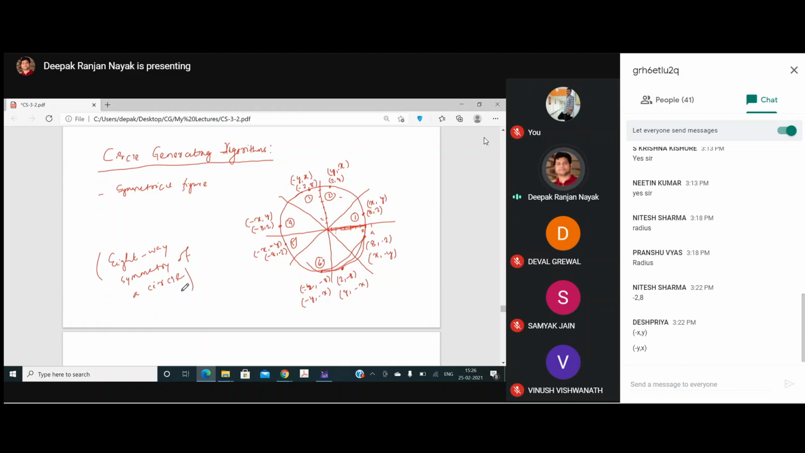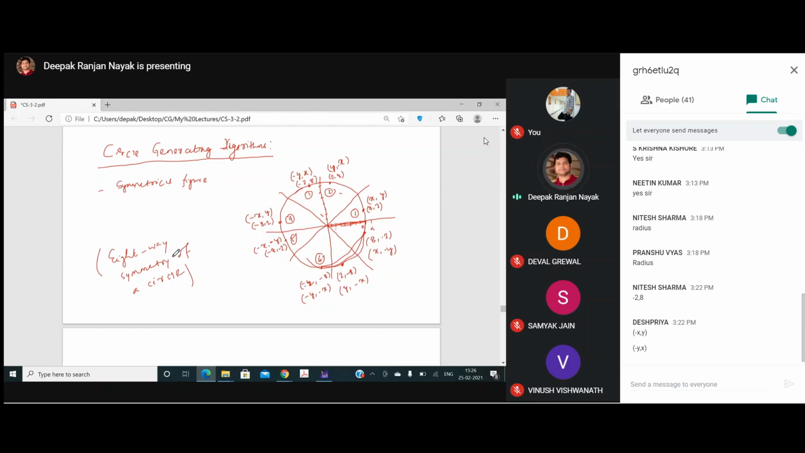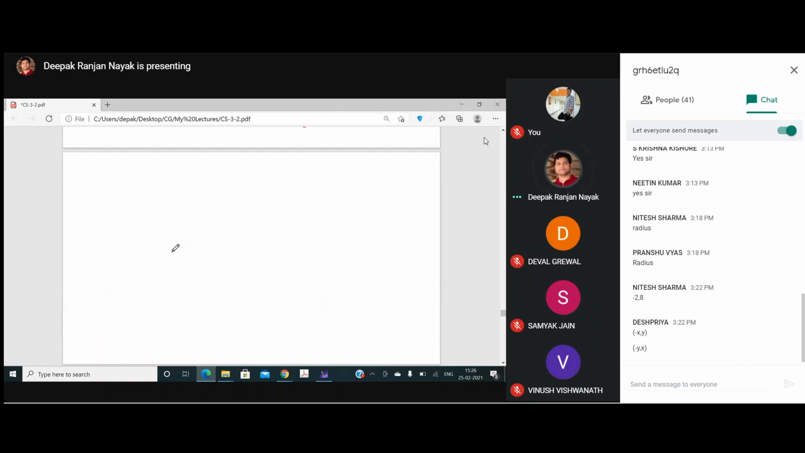So now, just remember this thing, and again we'll discuss about this later on. What is symmetry and how it is important, as I mentioned. So now we'll try to see the definition of a circle. How to define a circle, defining a circle.